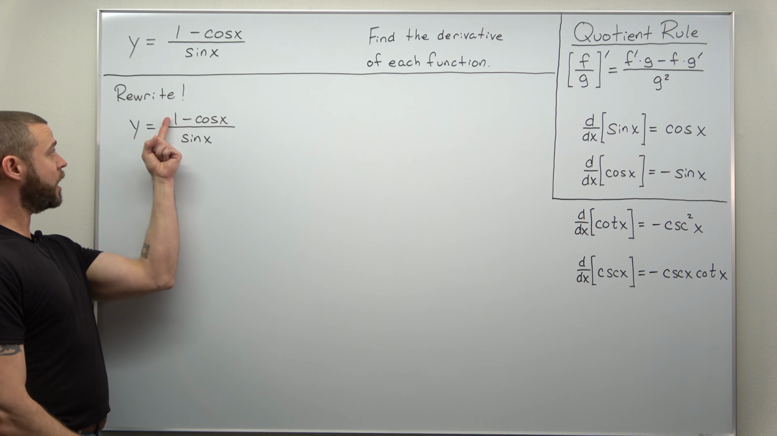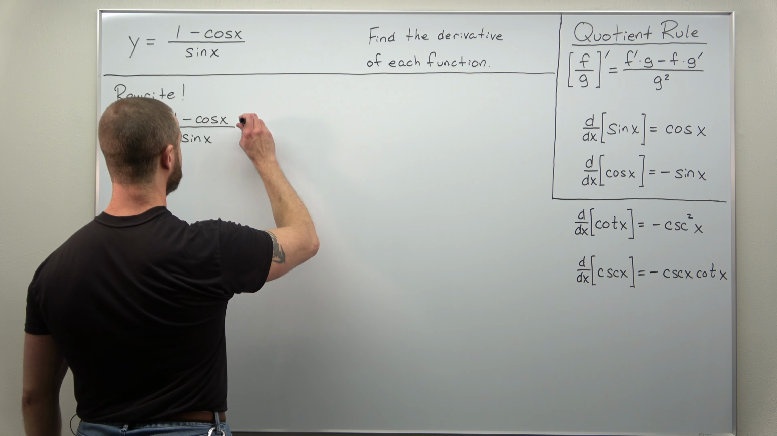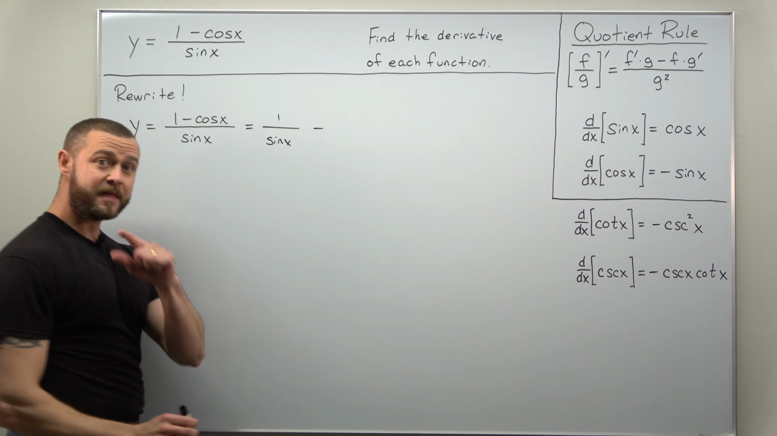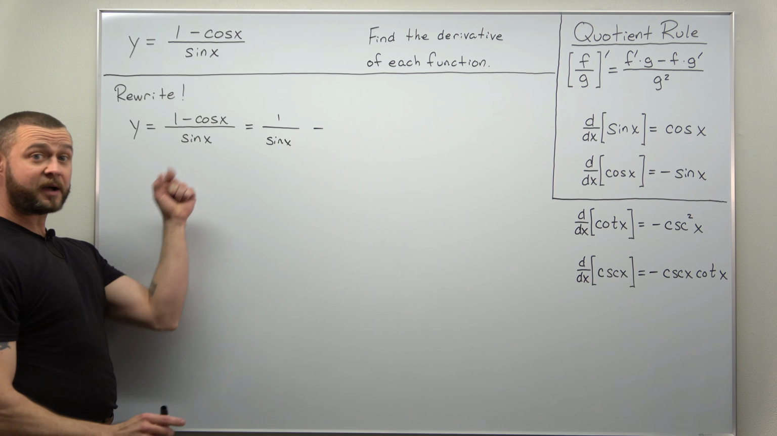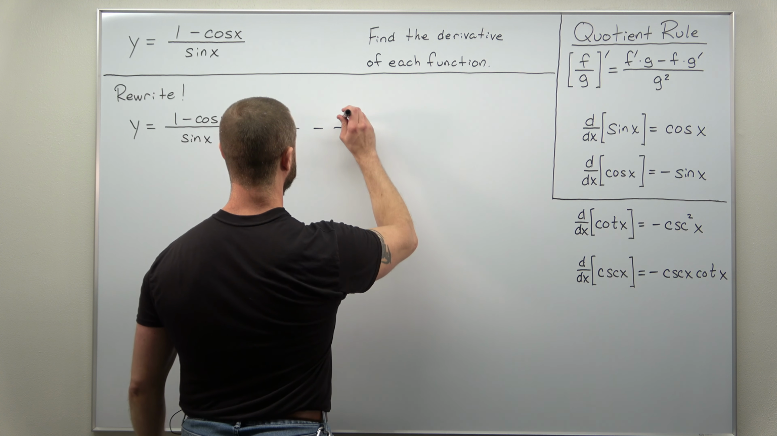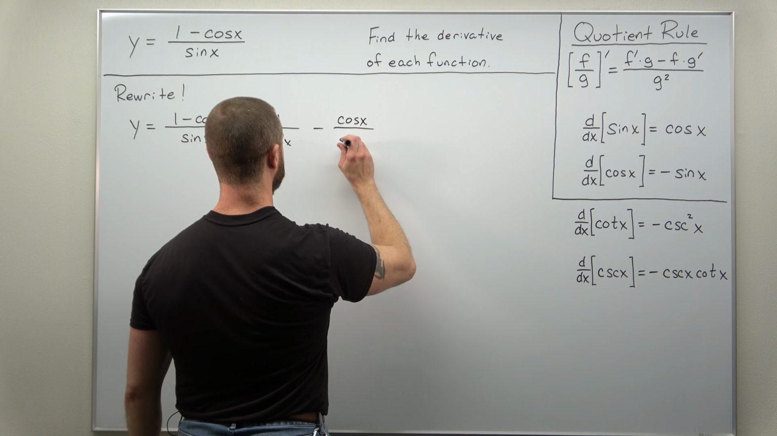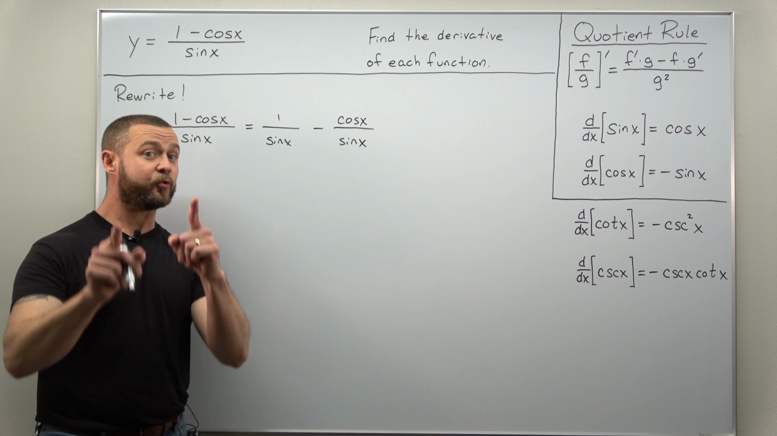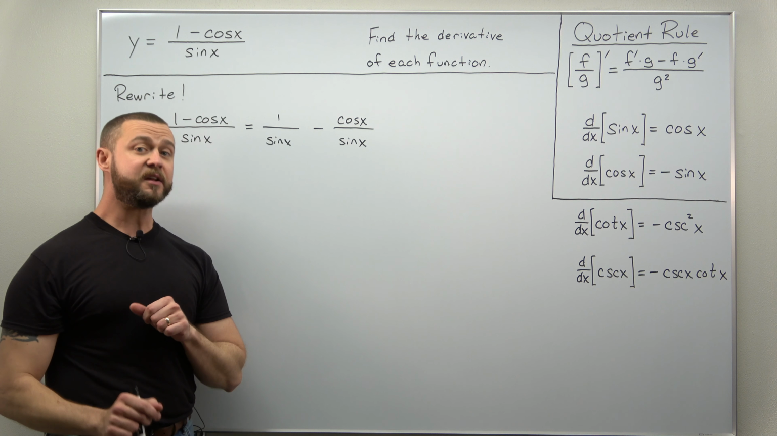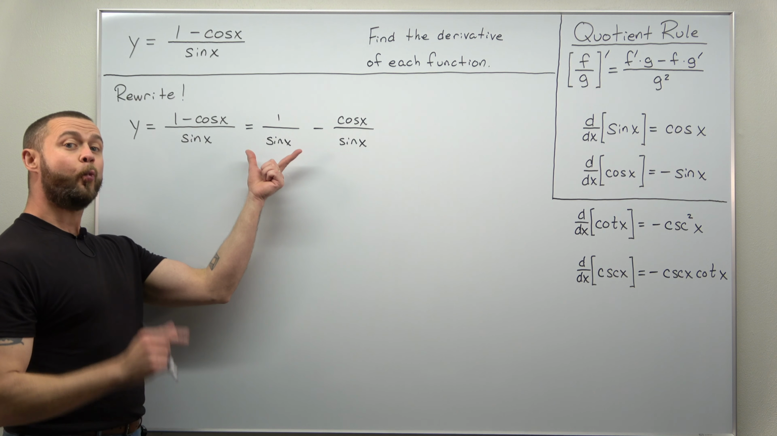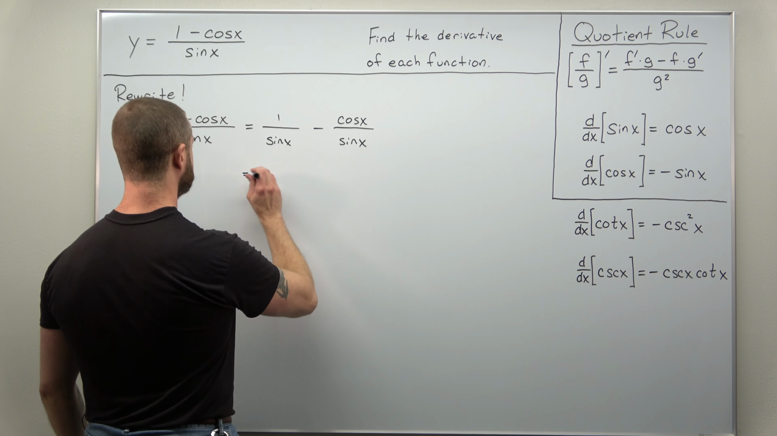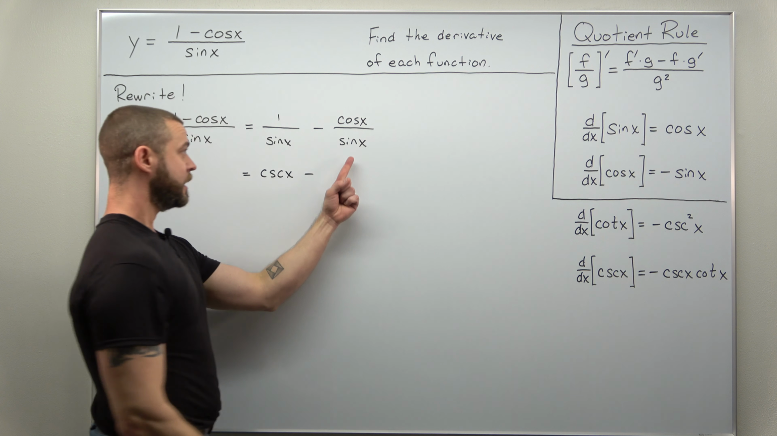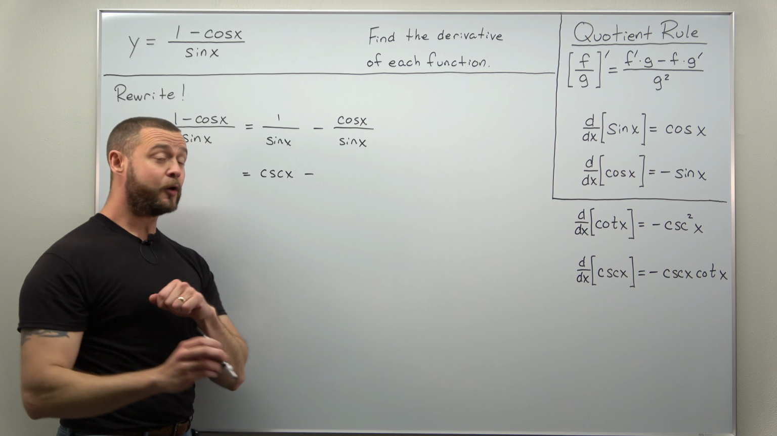We're going to rewrite this as 1 divided by sine of x, and then minus cosine of x divided by sine of x. Now, this is going to be a good idea if you're comfortable with your basic trig identities. We can rewrite 1 over sine of x as cosecant x, and cosine divided by sine, that's cotangent of x.